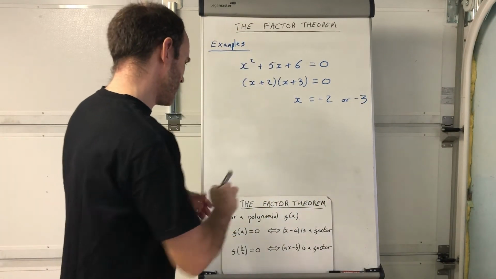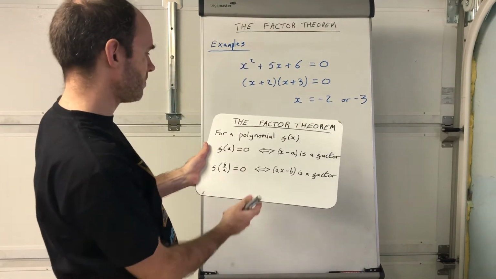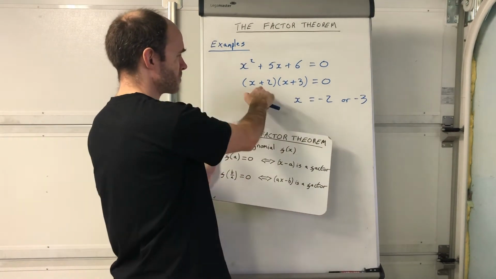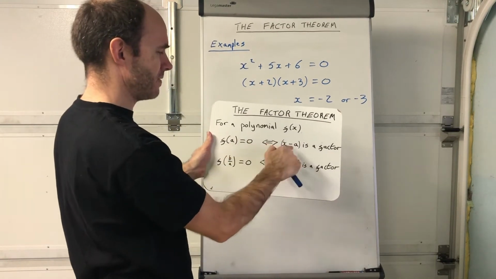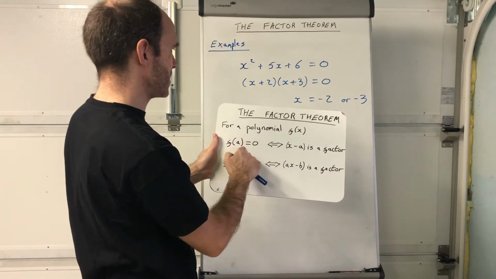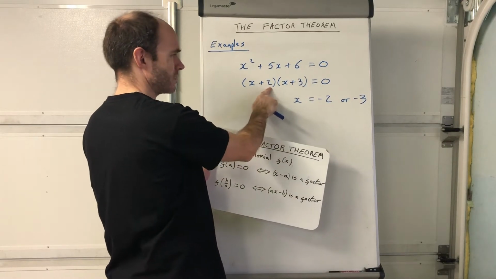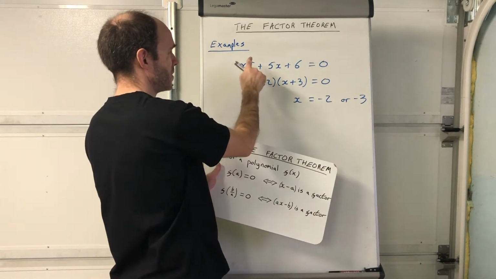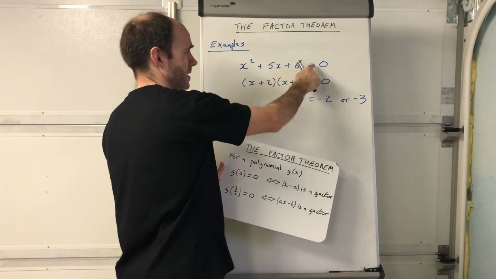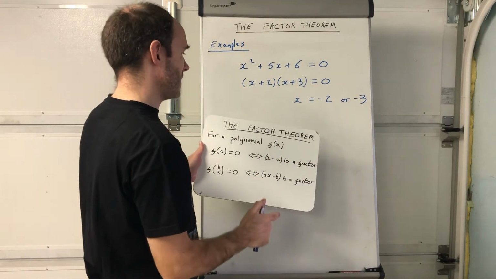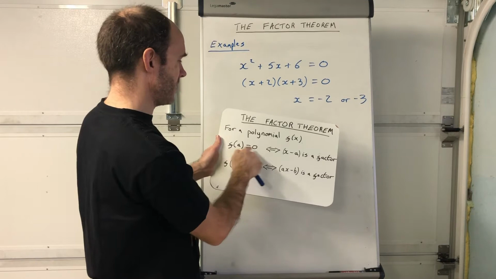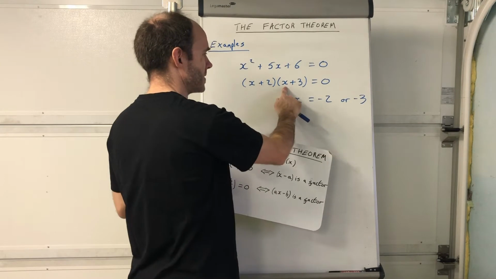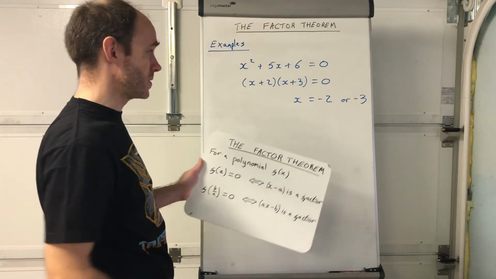Let's go back to this. We're looking at x minus a being a factor. In this case, x plus 2 is a factor, and reading from right to left, this implies that f of a is 0. In other words, f of negative 2 is 0. And it is. If you substitute in x is negative 2, you get 4 subtract 10 plus 6 equals 0. Similarly, this here is a factor, and working from right to left, that implies that f of negative 3 equals 0 as well.